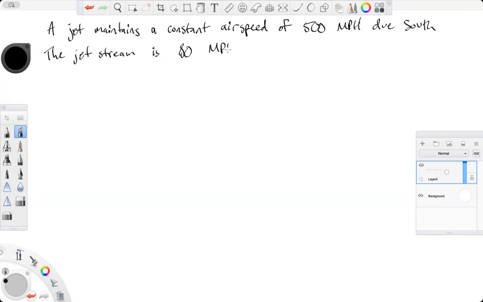So the jet stream is 80 miles per hour, and then we're going to write the direction like this: north 45 degrees east. All right, cool. Okay, so we have a couple of vectors here, but first let's break down the directionality of this second vector here. It's given to us as north bearing 45 degrees east.